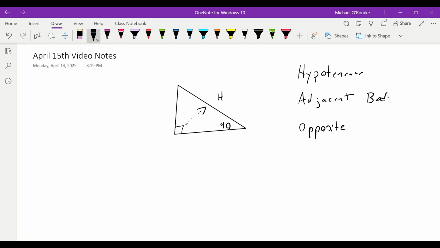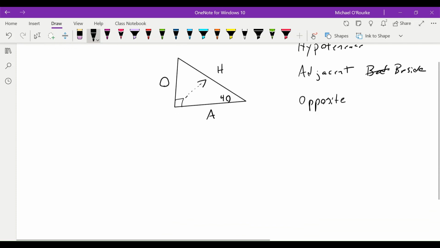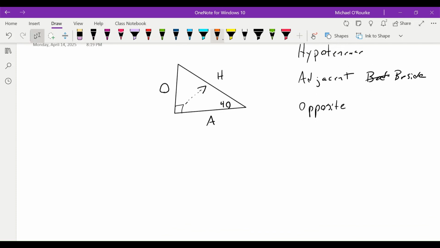Adjacent means beside. So, what side is beside the angle? It's this one right here. So that's going to be my adjacent. Then the last one is going to be the opposite side of the triangle, which is O. Okay. So that's what we did yesterday. A little quick review. We're going to step it up a little bit. I'm going to leave that one up there.